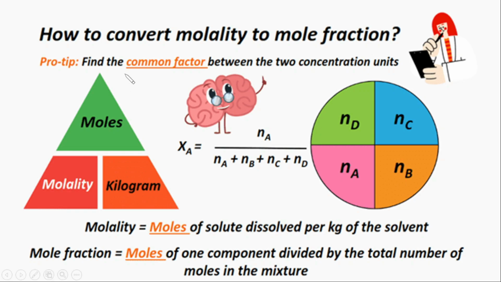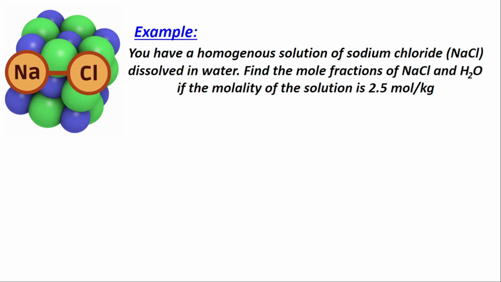Now the trick here is to find a common factor between the two concentration units so that we can convert one into another. Let's explain it to you with the help of an example. So the question here says, you have a homogeneous solution of sodium chloride, NaCl, dissolved in water. Find the mole fractions of NaCl and H2O if the molality of the solution is 2.5 moles per kg.